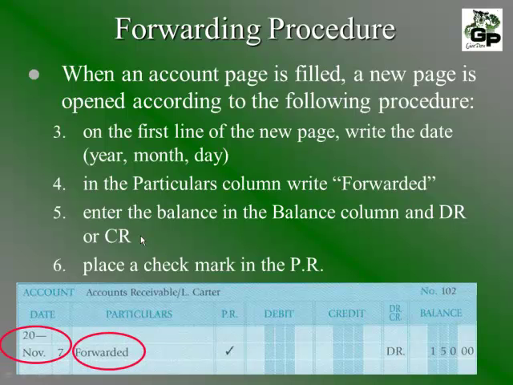We enter the balance in the balance column. This is the balance that we have at the bottom of the previous page that was filled, and whether it was a debit or a credit. And we place a check mark in the posting reference column to let us know that we have just forwarded this from the bottom of the previous page.